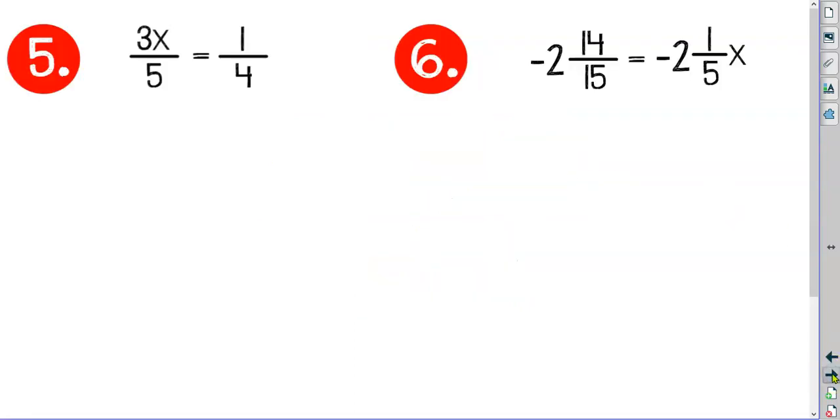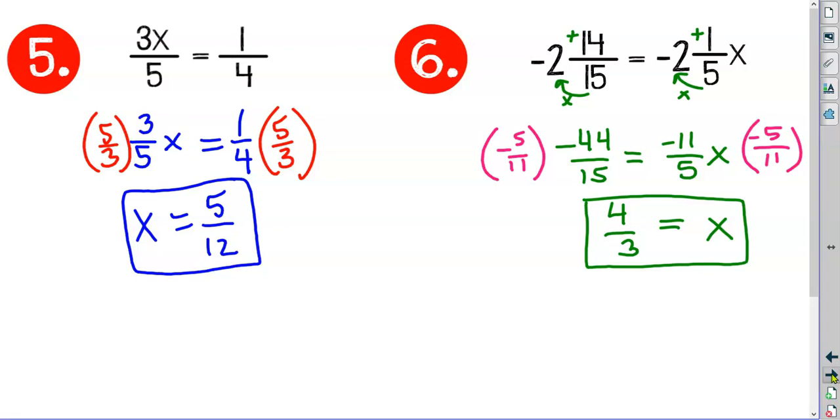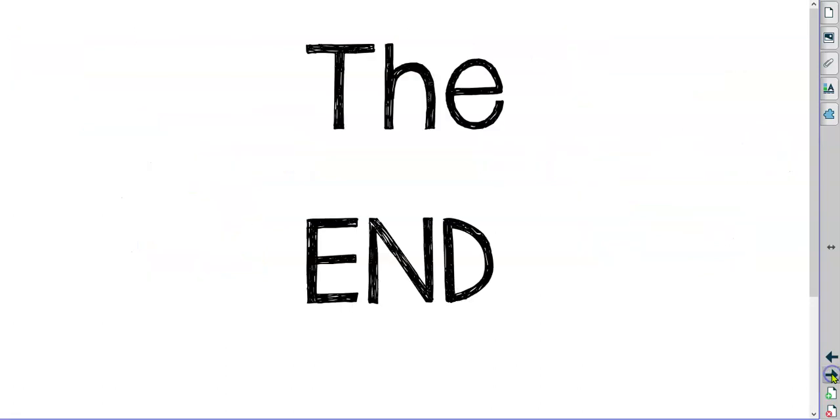All right, pause the video and give these two a try. Okay, let's see how you did. Hopefully you're getting the hang of solving an equation that has a fraction as a constant or as a coefficient. Good luck!